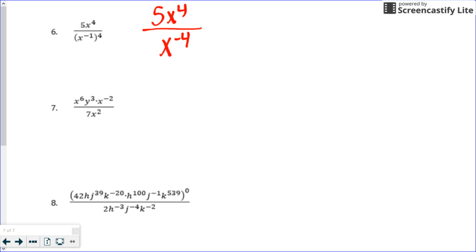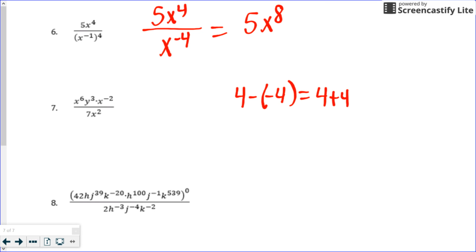But now we've got a division problem. When we divide like bases, we're going to subtract these exponents. So this guy is going to be 5. And I've got x. This is 4 minus a minus 4. Let's look at that. 4 minus a minus 4. Remember, minus a minus becomes positive, and that's 4 plus 4. So that's going to be 5x to the 8th. Let me get rid of that side math. All right, number 7. We've got x's in the top, 2 sets of them, and 1 in the bottom.